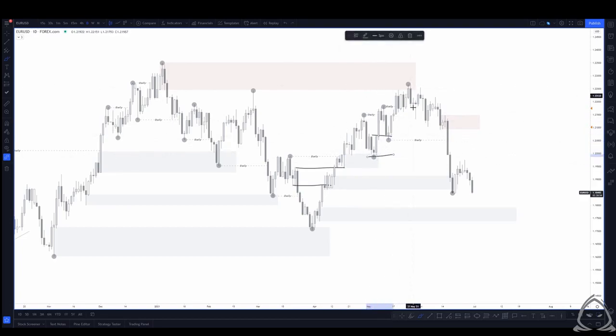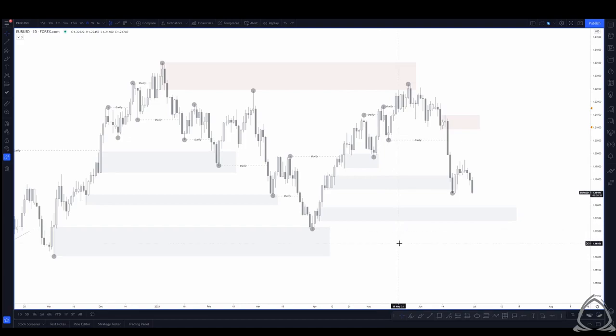The demand zone is respected and price continues making higher highs until we tap into this supply zone that is more at the origin or the extreme of the move, and it's also a reversal model, and that's where we can see that price has now turned and is moving to the downside.